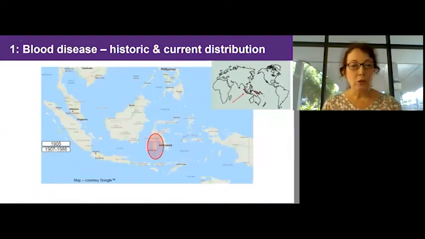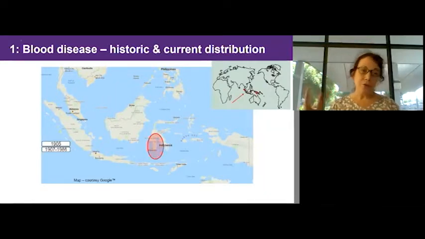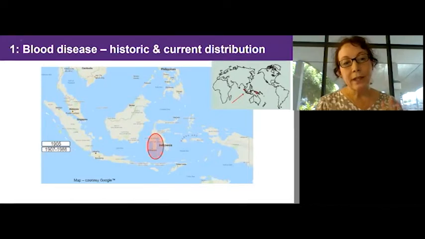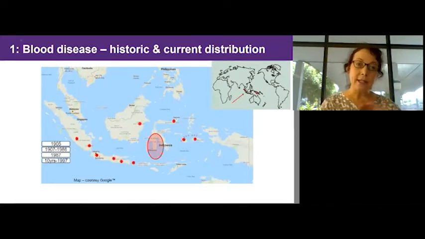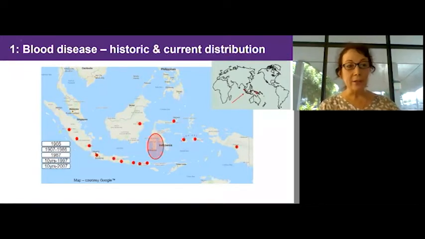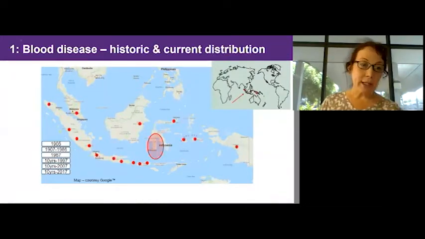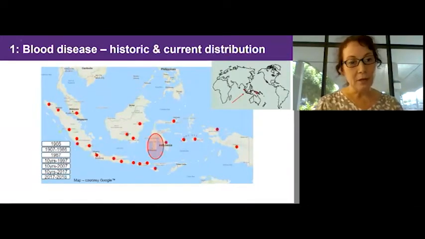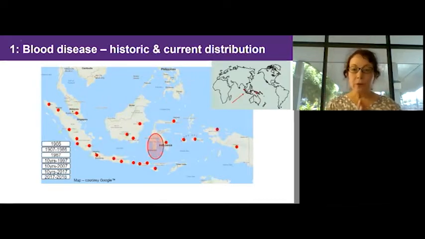Now, this quarantine order was incredibly successful, and for over 60 years, there were no further detections of blood disease. The disease was almost forgotten until in 1987, it showed up in West Java. And from here, the disease spread rapidly across Indonesia's vast archipelago and has recently shown up in Peninsular Malaysia and Sumba.